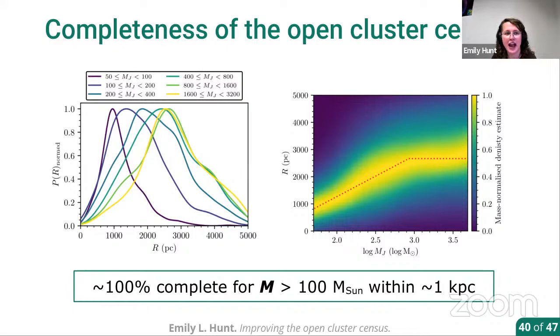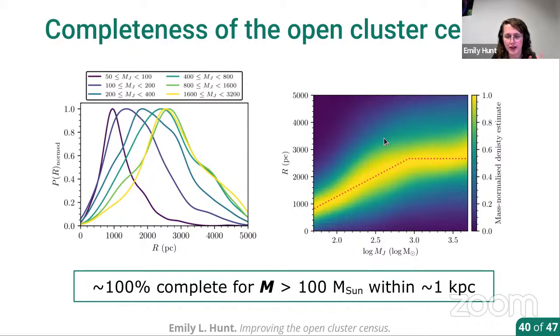Every cluster in the catalog has a mass, and so we're able to look into things like the completeness of the census. Looking in certain mass bins, say clusters between 50 and 100 solar masses, the probability that you find them in a given radius, as a function of radius, quite clearly peaks at around a kiloparsec. For the next mass bin up, it peaks higher and higher.